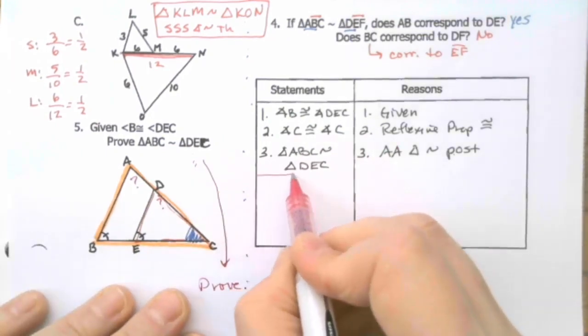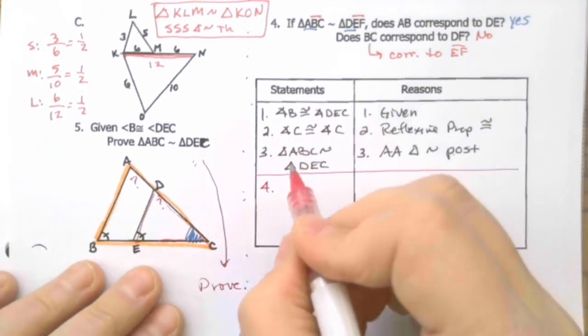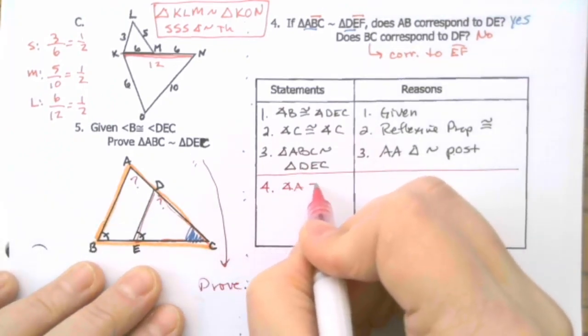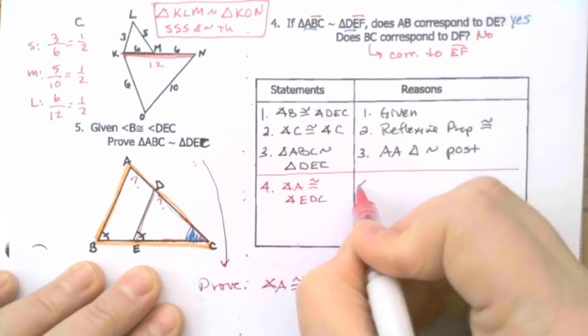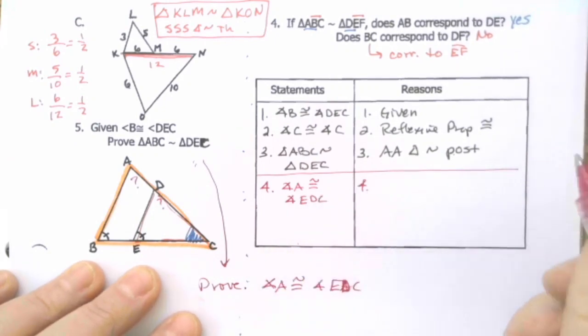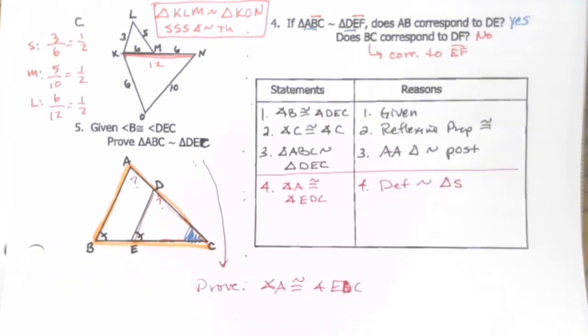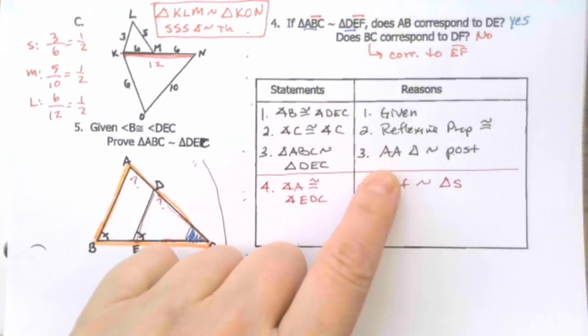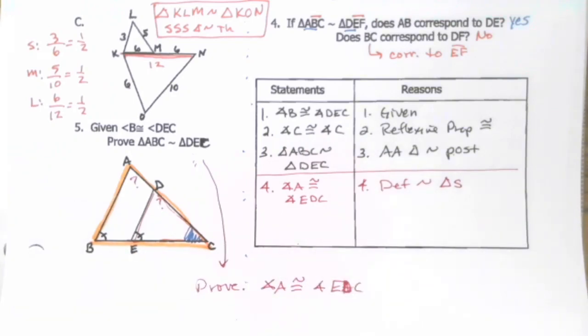So if that were the proof, our fourth statement would be angle A is congruent to angle EDC, and that would be the definition of similar triangles. Remember, there is no CPCTC for similarity. That only works for congruency. So once you've proven similarity, then you can use the definition of similarity to get all the other parts that you don't have.